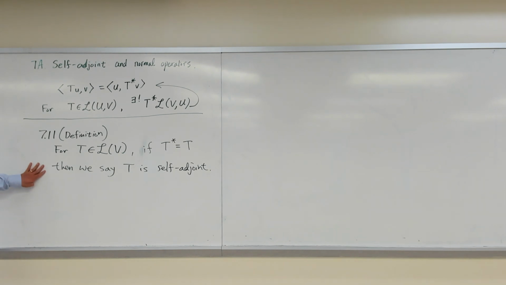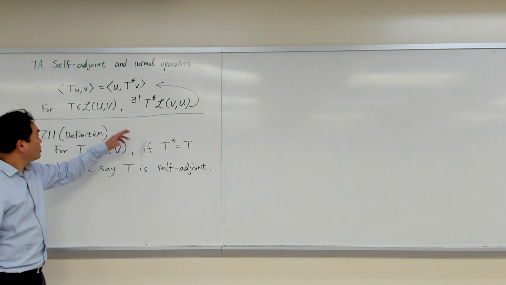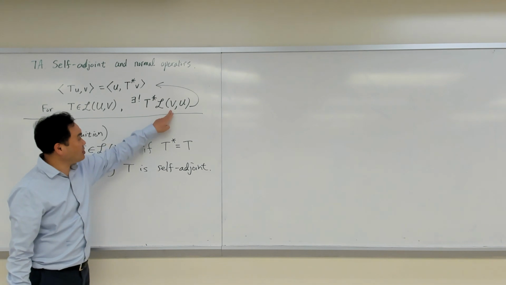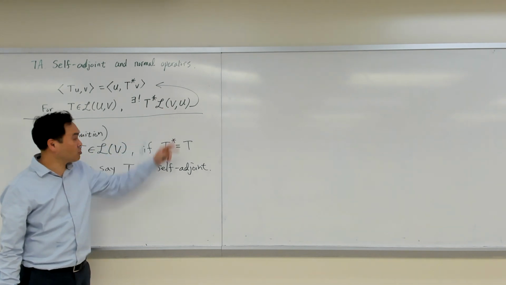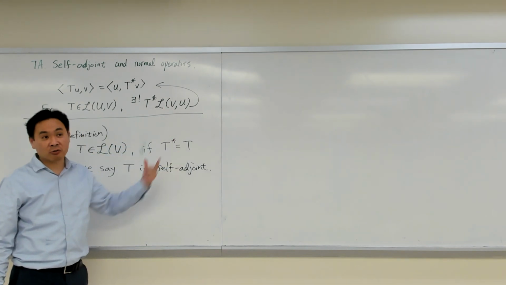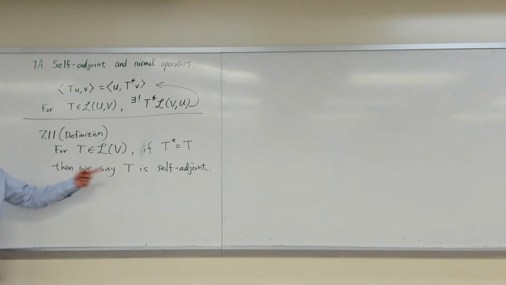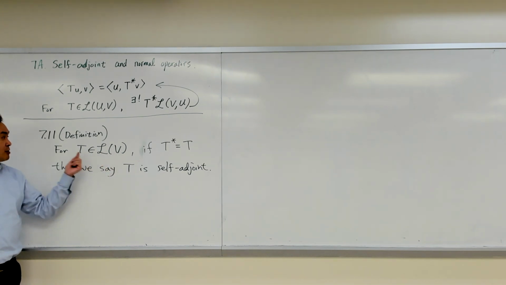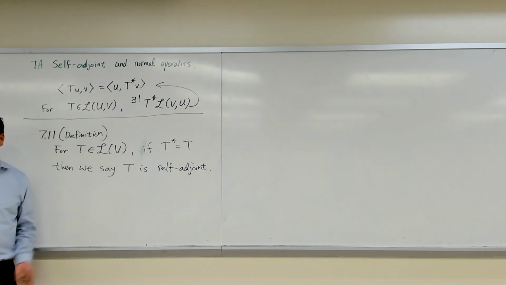it's an obvious definition. And another thing that you have to look for is that if U and V are different, then T star will be from V to U, not from U to V. There's no way for these two to be equal. So this self-adjoint definition only makes sense if domain and target are equal, which means T has to be an operator for this to make sense. Okay. All right.